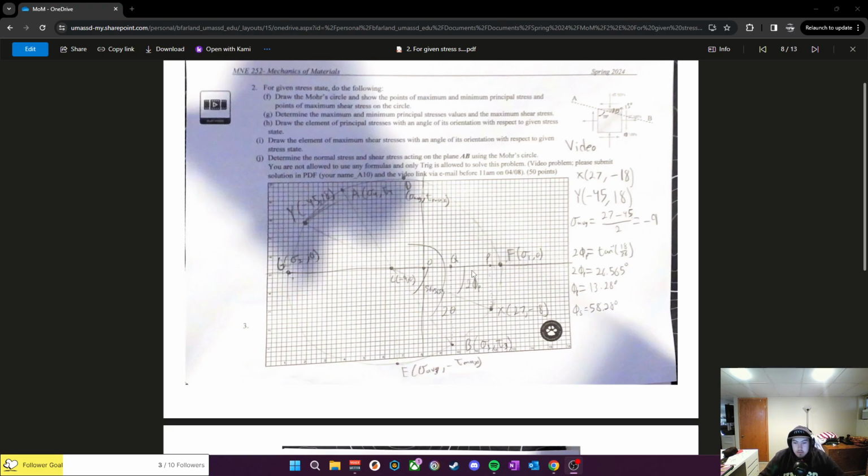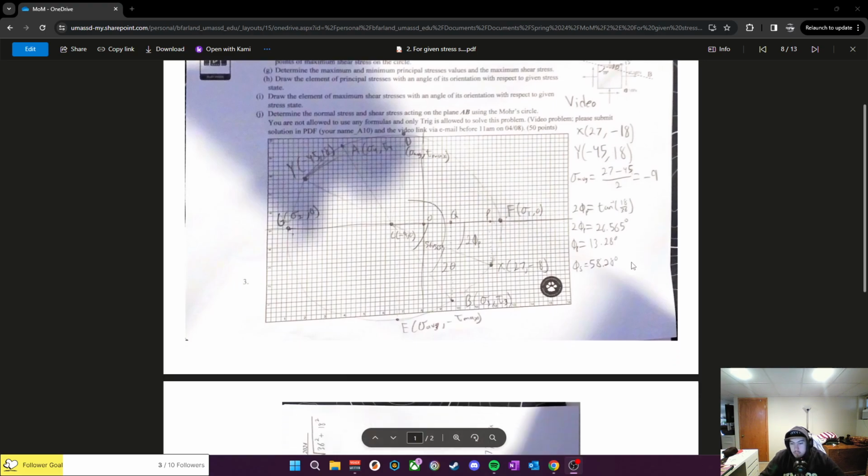I also found the angle of 2 phi p, which is the inverse tangent of 18 over 36, which ended up with phi being 13.28 degrees. And the angle of theta s for the shear stress ends up being 58.26.